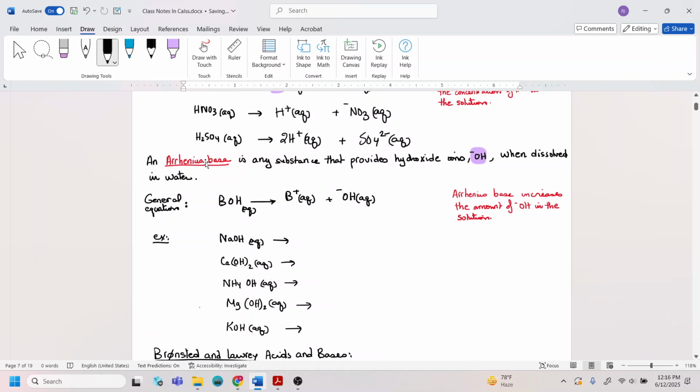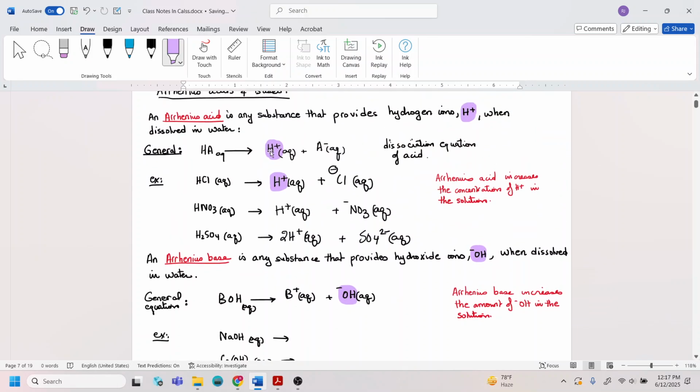Arrhenius bases. An Arrhenius base is a substance that, when dissolved in water, increases the concentration of OH minus in the solution. So basically, it's a compound that, when dissolved in water, releases hydroxide ion. OH minus is a hydroxide ion, making the solution more basic. So the presence of OH minus will tell me that the solution is basic. The presence of H plus will tell me that the solution is acidic.